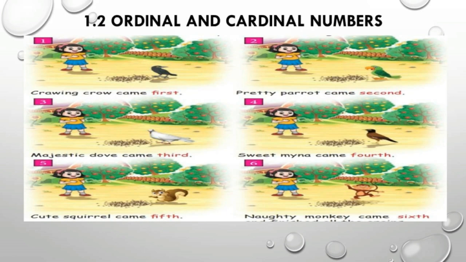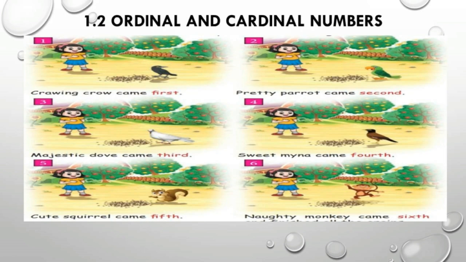Here, Maya had some grains to feed the birds. She threw the grains on the ground. Some birds and animals came there one by one and had their food. The order in which they had the food is given below. So see here, first the craving crow came first. So who came first? Crow. The next, pretty parrot, came second.